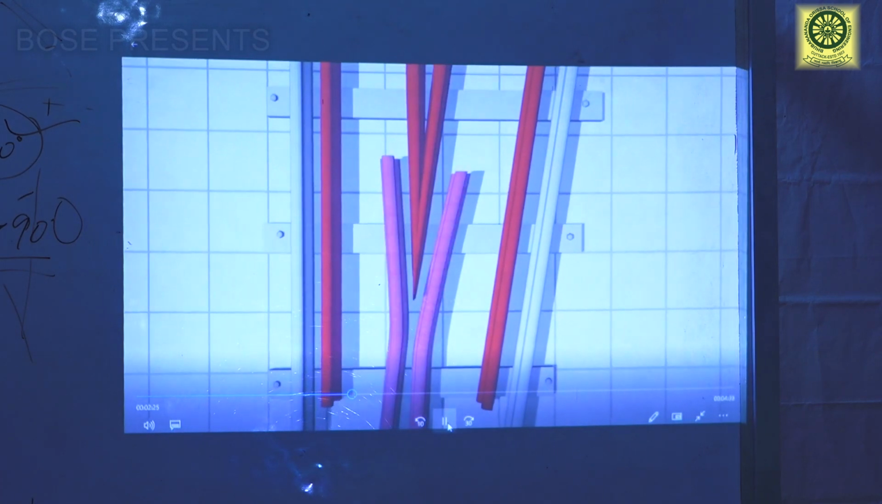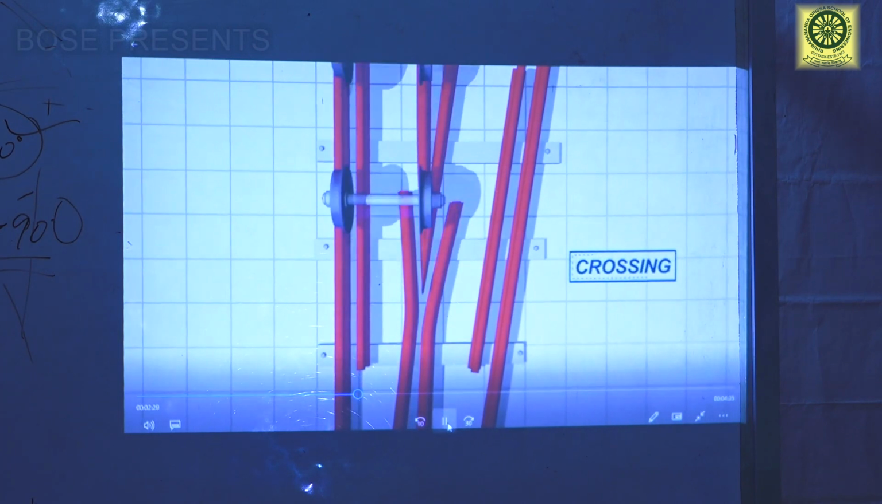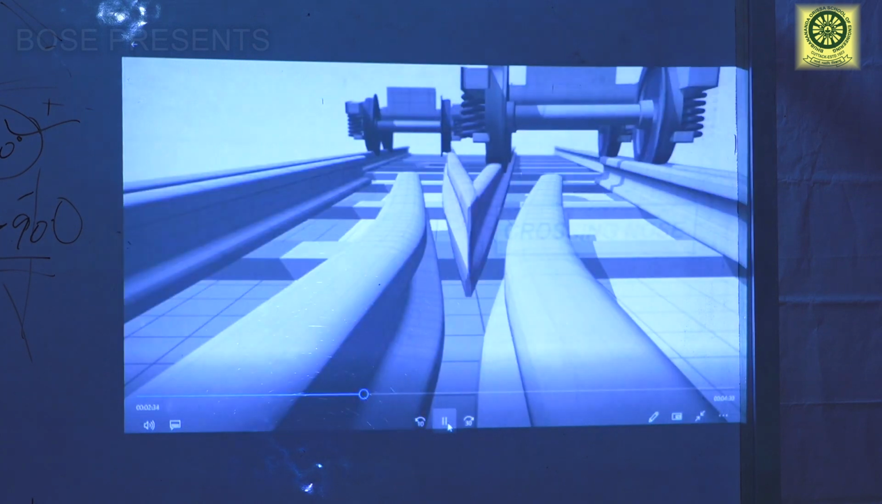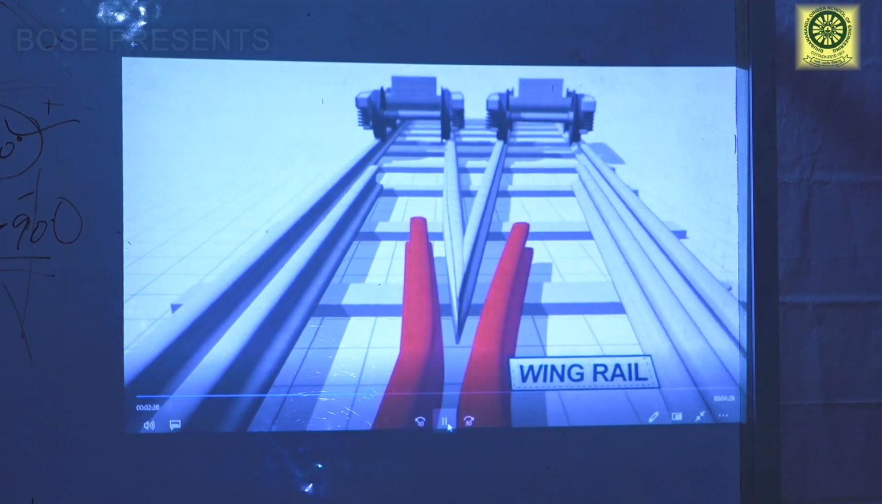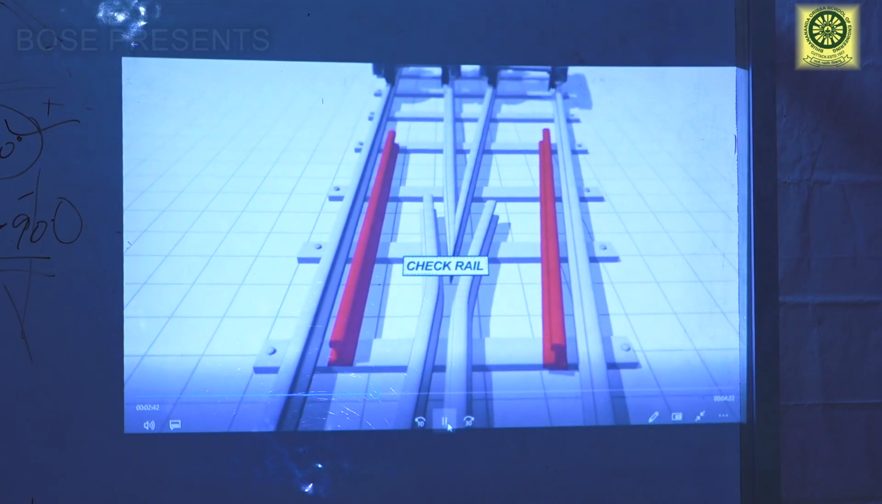This is a crossing. It's the non-moving part of the switch crossing layout. This allows a train to pass in either direction once the switch has been set. This is the nose of the crossing. Either side of the crossing area, wing and check rails are provided to assist the guidance of the wheel sets through the crossing.